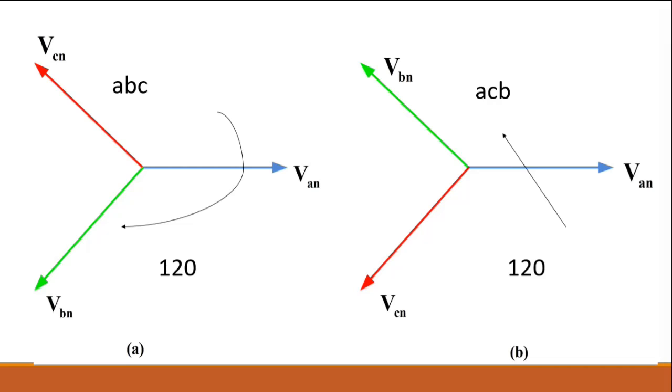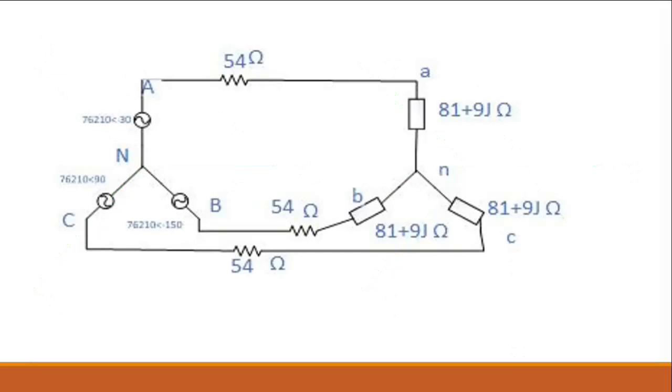For the positive sequence, we'll move clockwise, and on the right hand side for the negative sequence, which is ACB, we're going to move anti-clockwise. So from VN to VPN, it's 120 degrees different, positive or negative. This is the circuit that the project is based on. It's a Y to Y connection generator, three-phase.